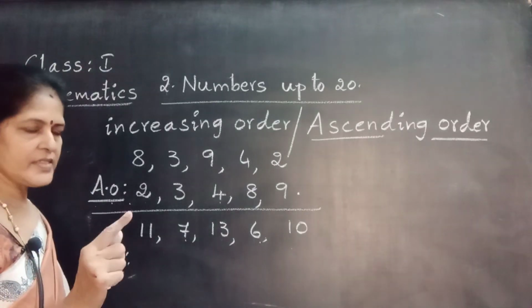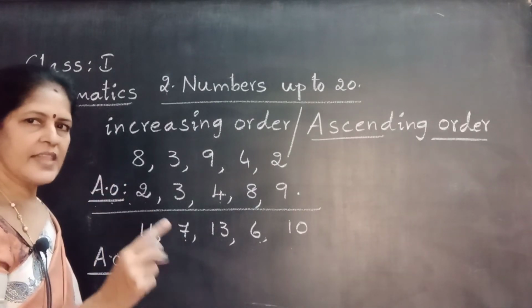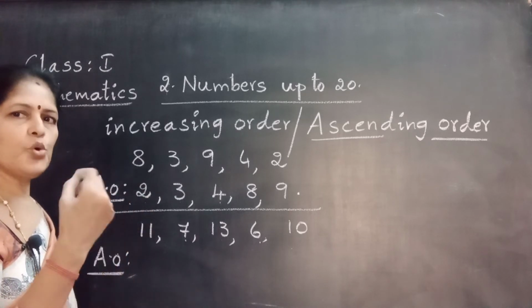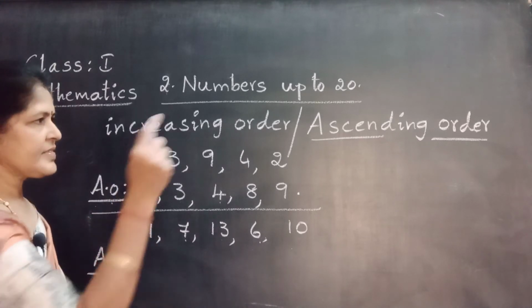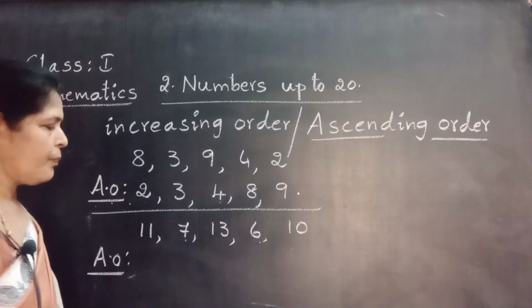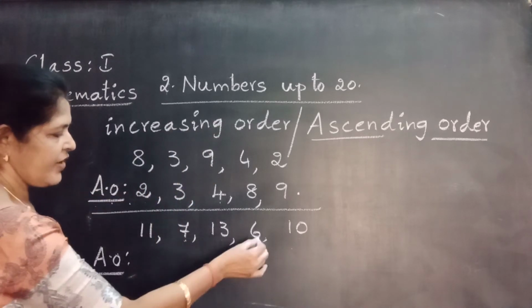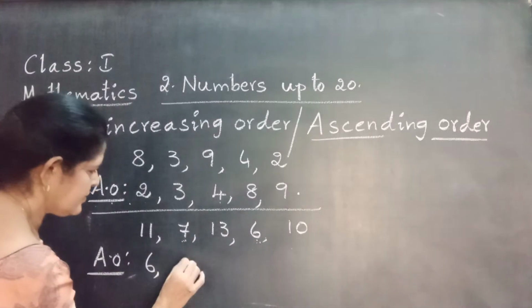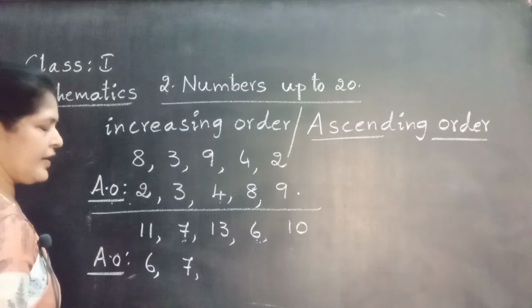1 digit numbers are always less than 2 digit numbers. 1 digit numbers are small, 2 digit numbers are big. Ascending order means small to big. 1 digit numbers are 7 and 6. Which is small in these two? 6. Next, 7. Now go through 2 digit numbers.